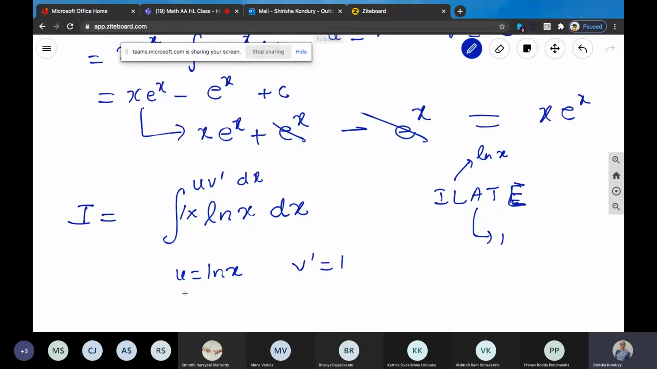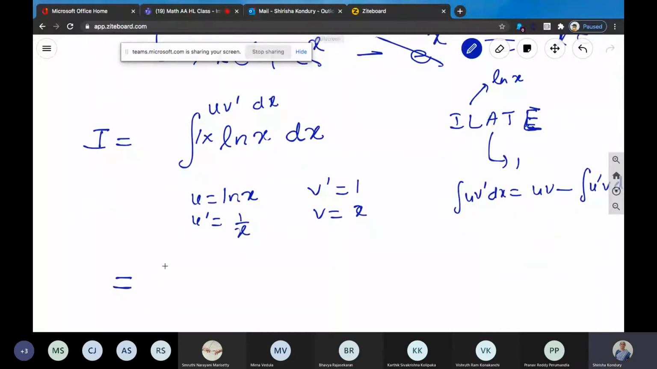But what is the formula that I look for? Integral of uv dash dx is u times v minus integral u dash v. So I need u dash also and I need v also. So let me find out u dash. What is u dash? What is the derivative of ln x? 1 by x. What is the integral of 1? x. Very good.